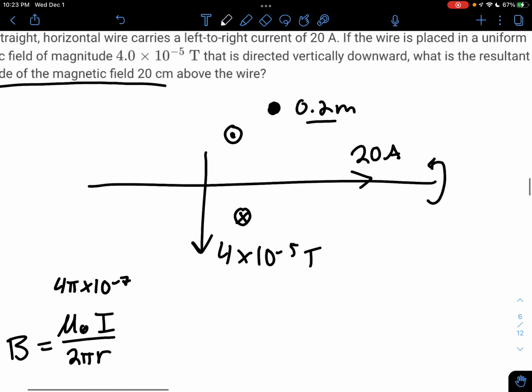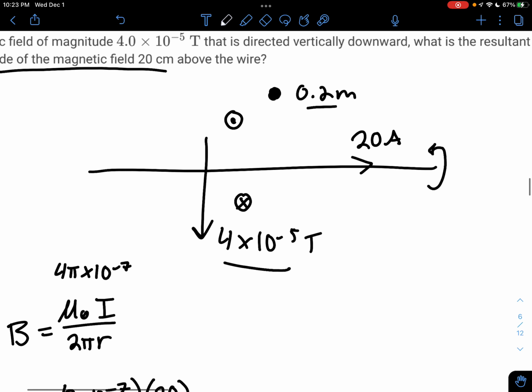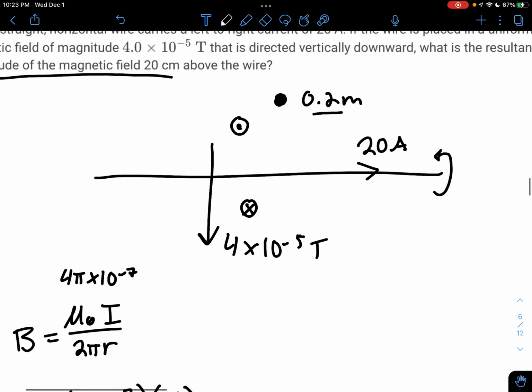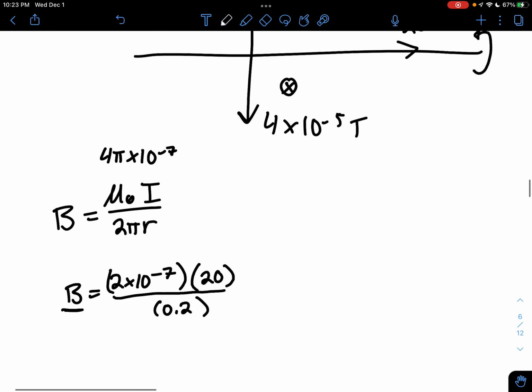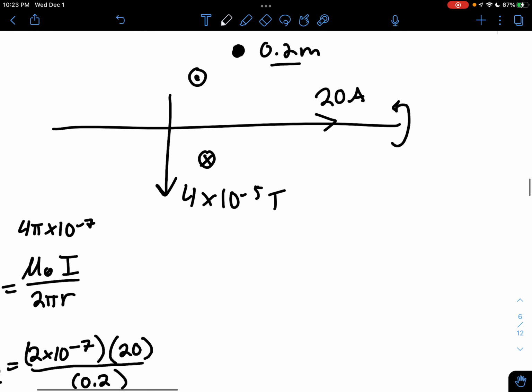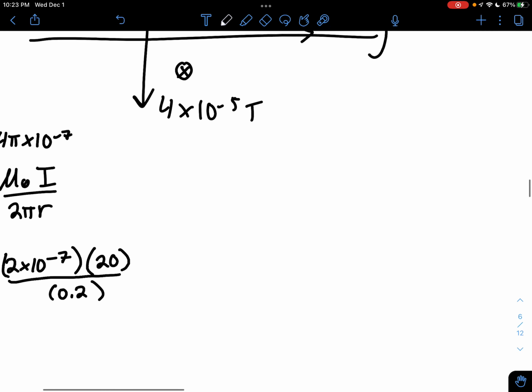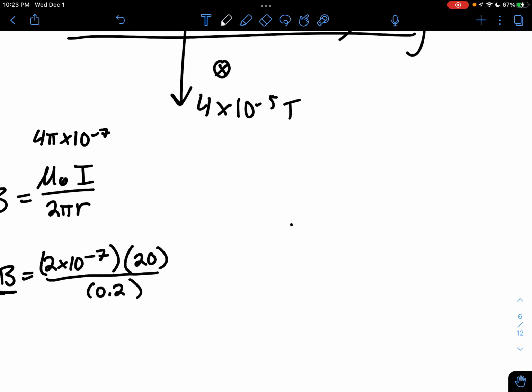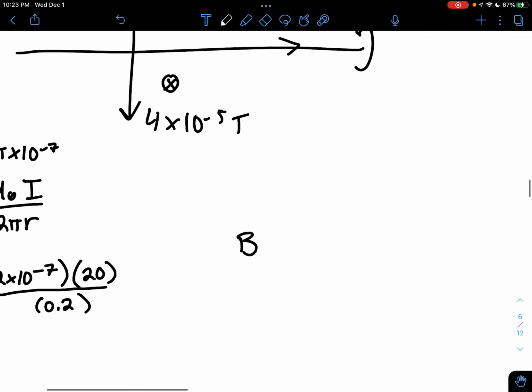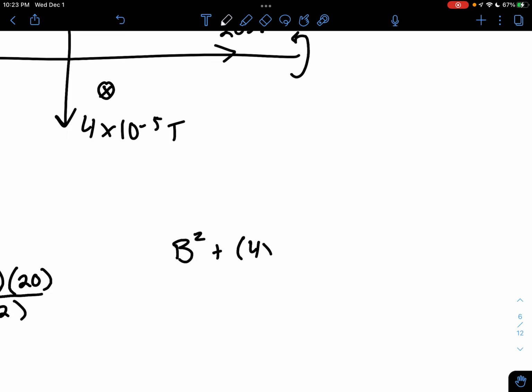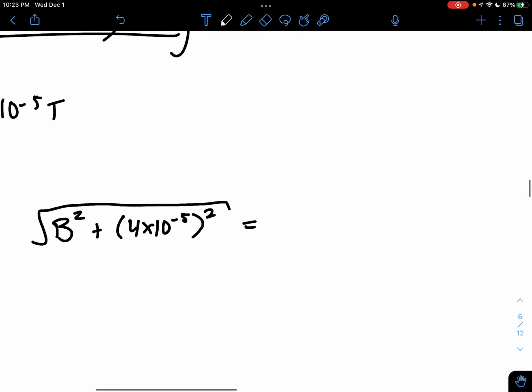So if we're trying to find our magnitude, this is going in the downwards direction, and this is going in the outwards direction. They're going to be perpendicular. So again, to find our magnitude, we're just going to do whatever our B is, squared, plus our 4 times 10 to the negative 5th squared, take the square root, and that's going to give us our B total.